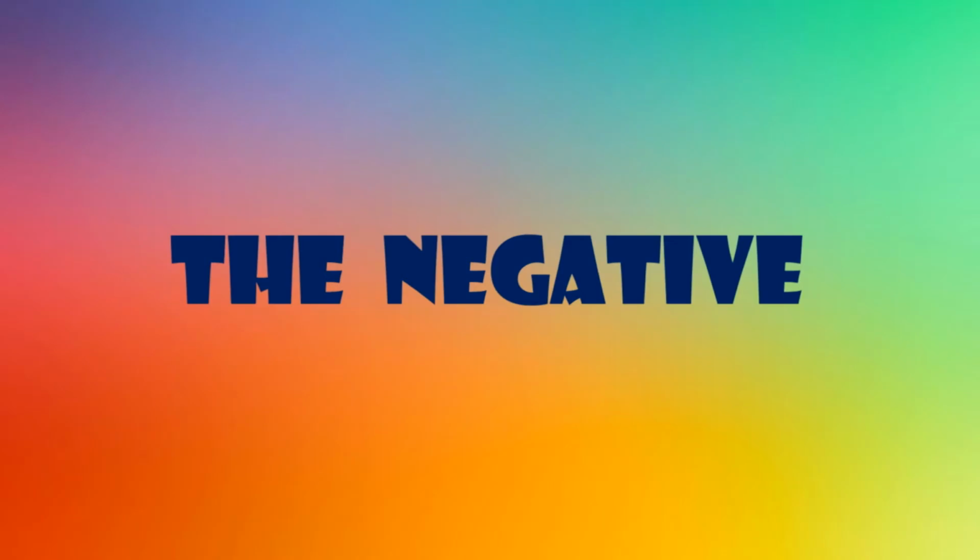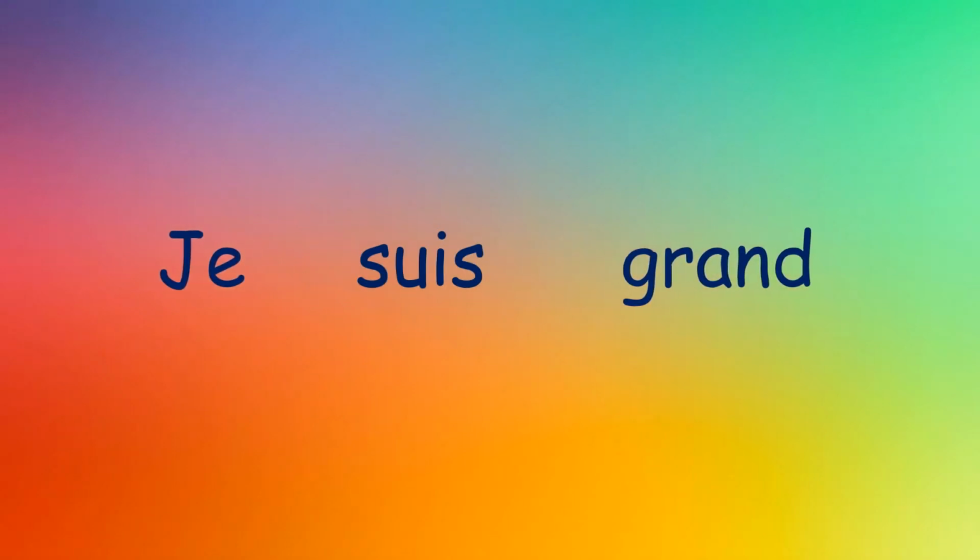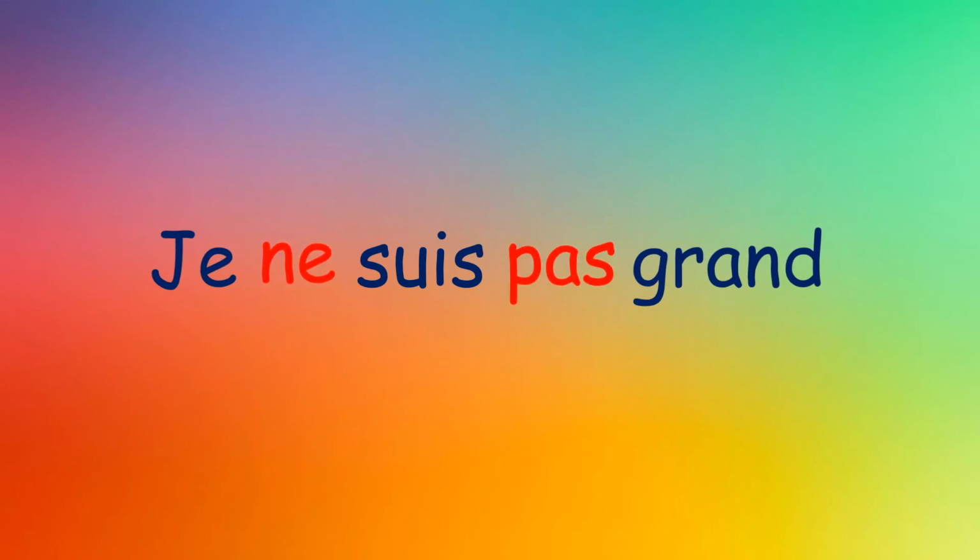Today's topic is how to make a negative sentence. Let's have a look at this simple sentence, Je suis grand, which means I am tall. To say I am not tall, I'm just adding ne before the verb and pas after the verb. Je ne suis pas grand.